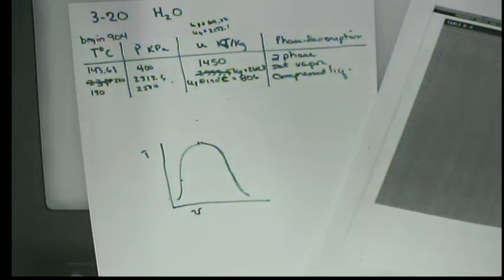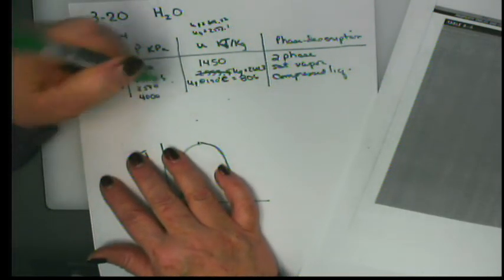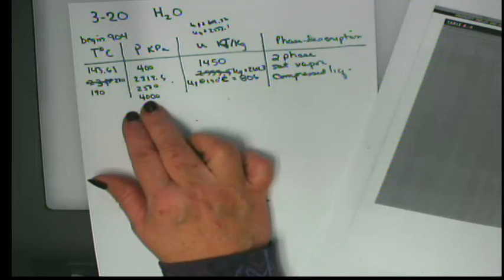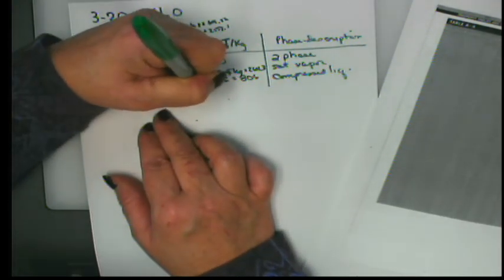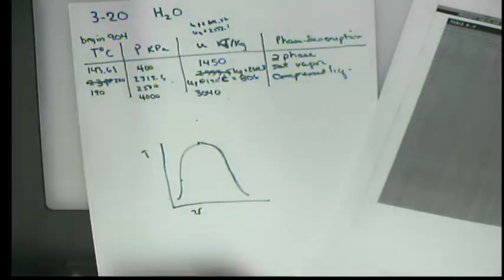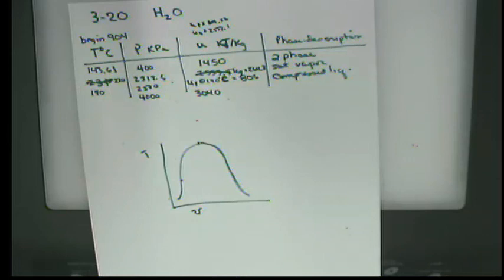And then last but not least, we're not given a temperature. We have a pressure of 4,000 kPa, and we're told that the internal energy is 3040 units are the same. So since I'm given pressure, I want to start by looking at that saturated table organized by pressure. So that's going to be table A5.